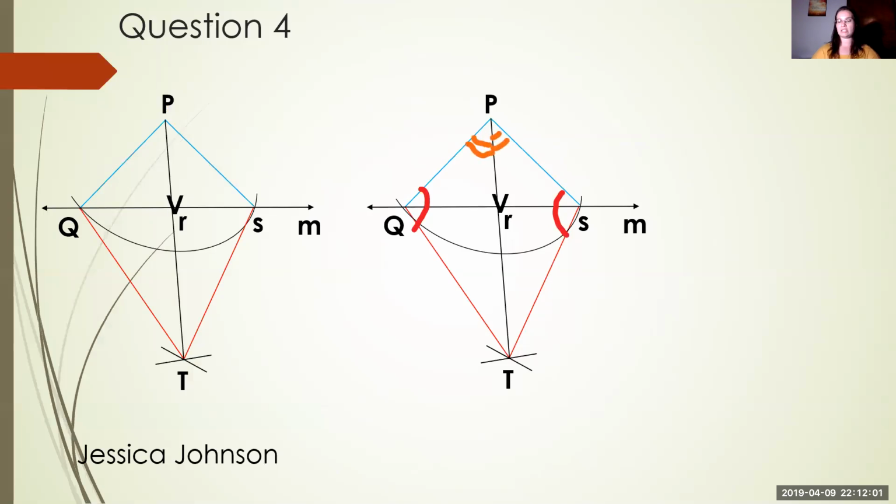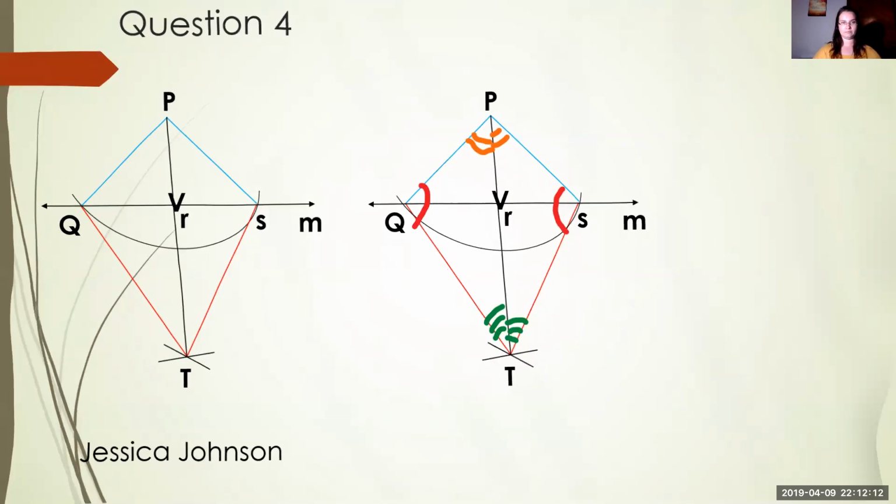Notice that each angle is congruent to the other, and I am naming them together. Angle T from each triangle, QPT and SPT, are congruent.